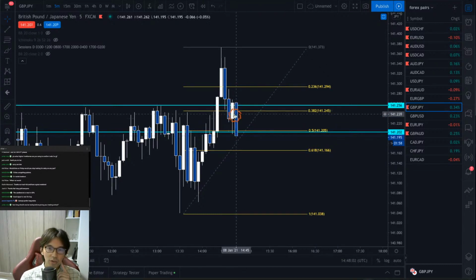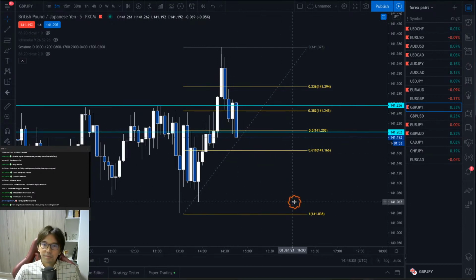So you see the market is going down, broke the previous low downwards. So let's see. And there is no big news related to this pound JPY tonight, unless there's any big news that impacts the market.